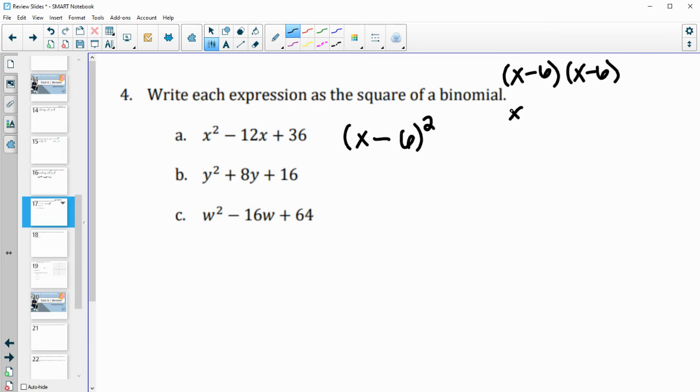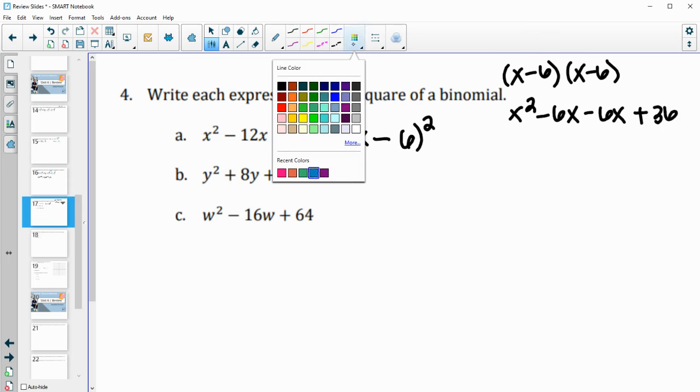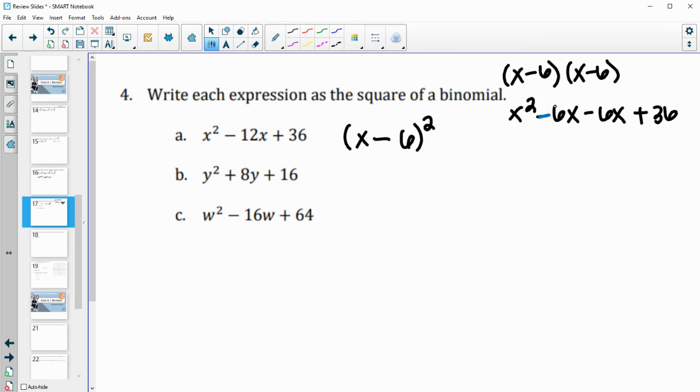So x times x is x squared. X times -6 is -6x. Then -6 times x is -6x. And -6 times -6 is +36. So we're looking for this number, this -6, -6 adds us to our -12, and it multiplies to that 36.